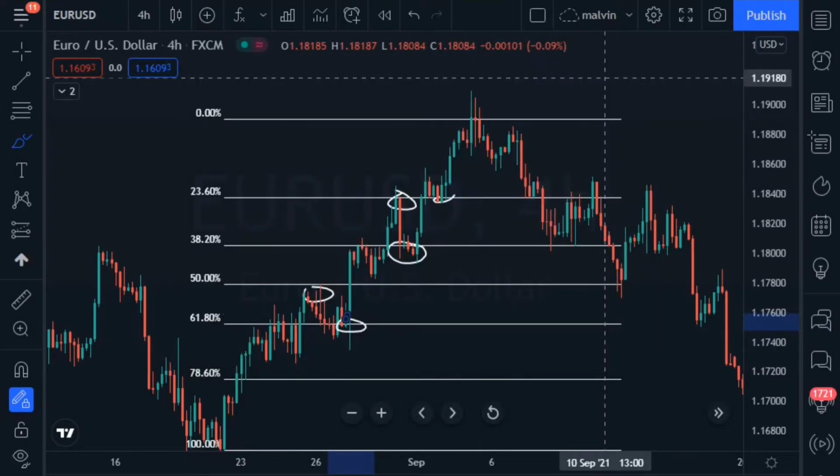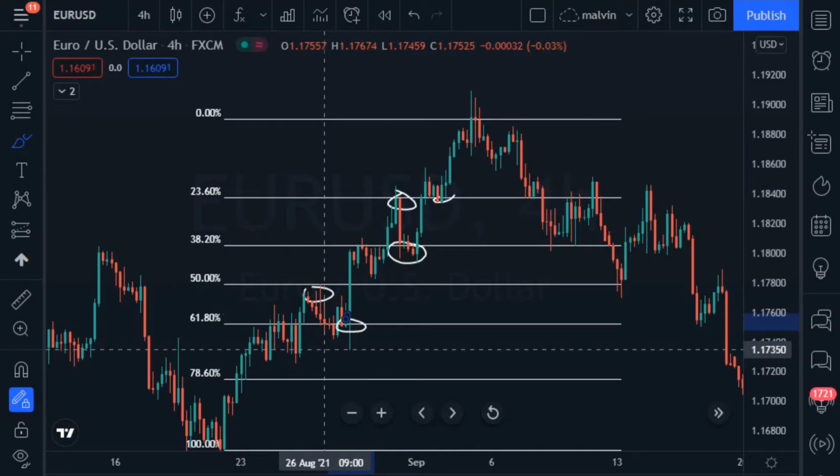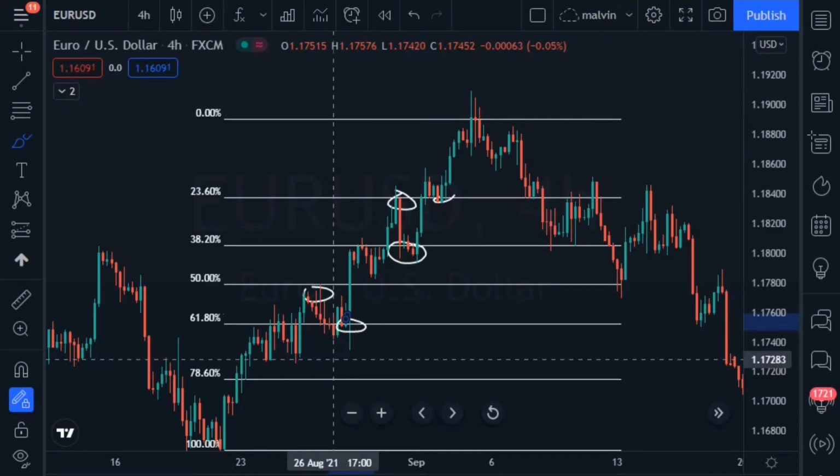So in the Fibonacci retracement, there's the 0%, there's the 23.6%, 38.2%, 50%, 61.8%, 78.6%, and the 100% level. So this is actually the point of retracement in the market. And how can we make that visible?